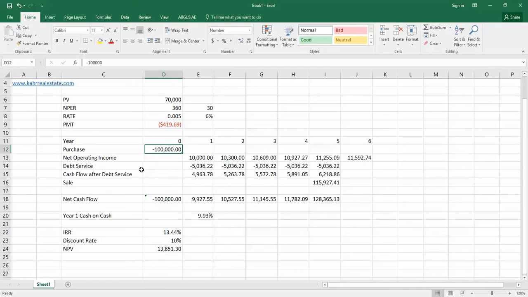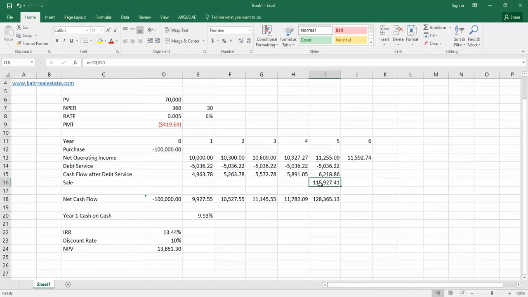Down here we have some other basic information. We've made this investment. Maybe it's buying a piece of real estate. It could be anything really. We're buying it for $100,000. We have an income of 10, some debt service, some cash flow after debt service. Income, I'm just growing at 3%. Debt service is the monthly payment times 12. Cash flow after debt service is line 13 minus line 14.